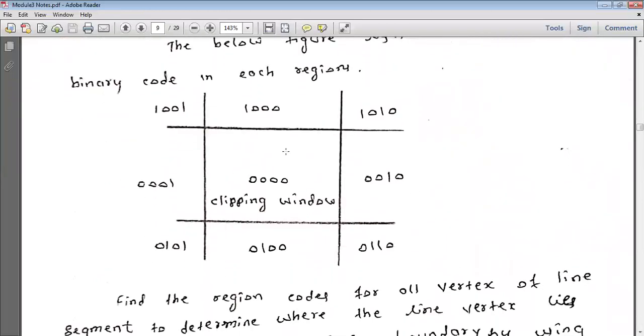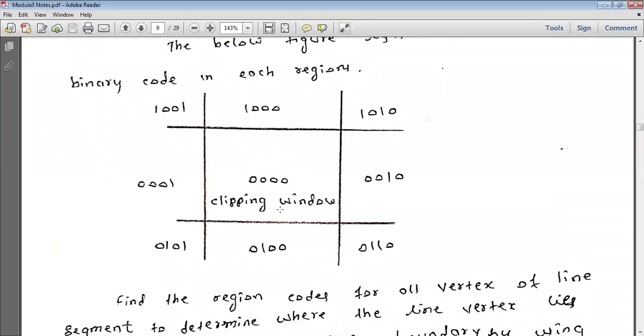If the endpoints are inside the clipping window, the region code of those endpoints will be 0, 0, 0, 0. I will be using 4 bits to tell the region code. If a point is above the clipping window, this is the LSB, this is the HSB, so I make the HSB as 1.